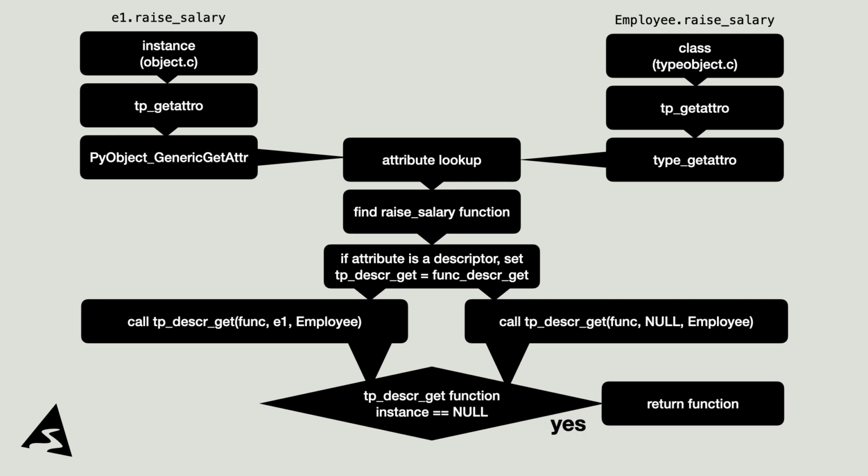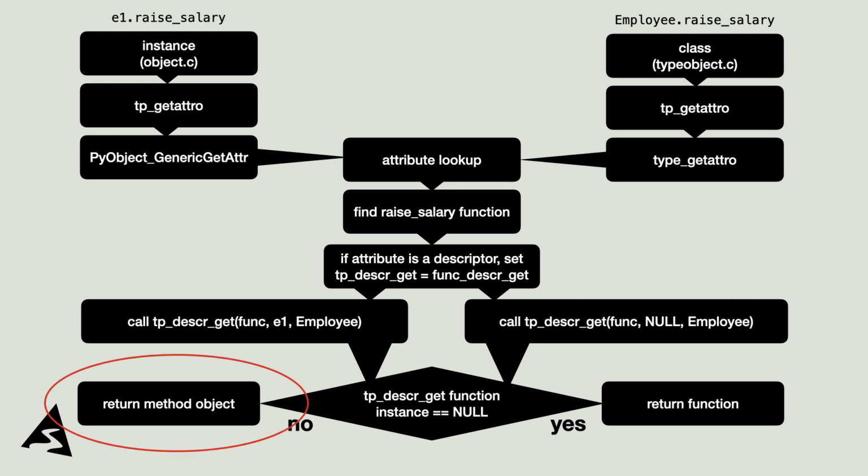If the instance is null, the original function is returned. If the instance is not null, a method object is created by combining the function and the instance. And it is this method object that calls the class function with the instance as first argument.